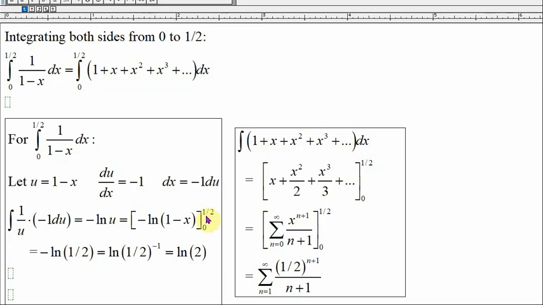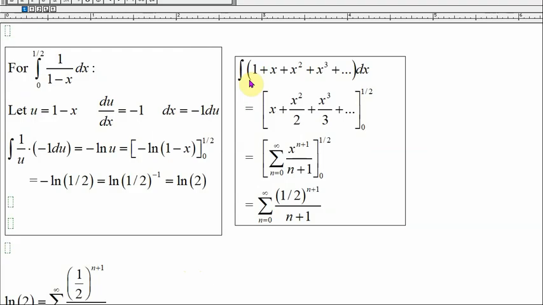So when x is 1/2, we get 1 minus 1/2, which is 1/2. When x is 0, we get 1 minus 0, which is 1, and the natural log of 1 is 0. So we end up with negative natural log of 1/2. And then we can rewrite this negative as the natural log of 1/2 to the negative 1. And then 1/2 to the negative 1 is 2. So on the left side we get the natural log of 2.